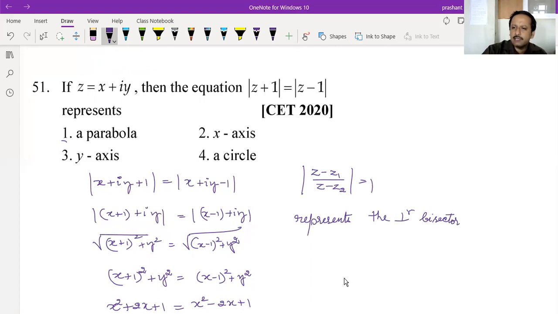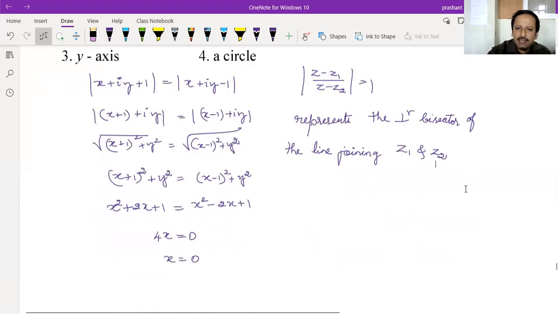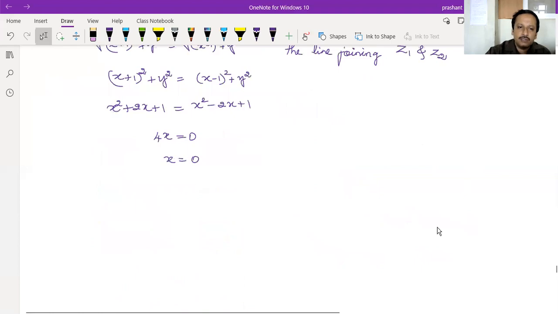Perpendicular bisector of the line joining z1 and z2. Remember this formula: modulus of (Z minus Z1) by (Z minus Z2) equal to 1 represents the perpendicular bisector of the line joining Z1 and Z2. So in this case, I will take mod Z minus 1 to the LHS, and you get modulus of (Z plus 1) by (Z minus 1) is equal to 1.